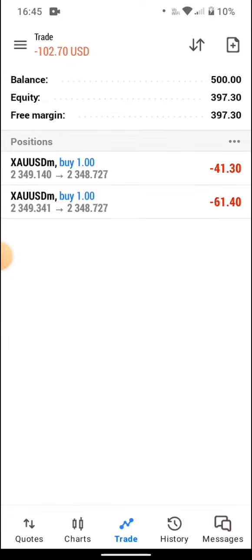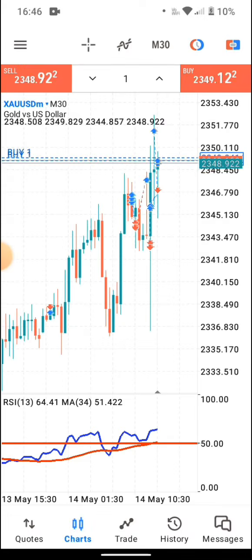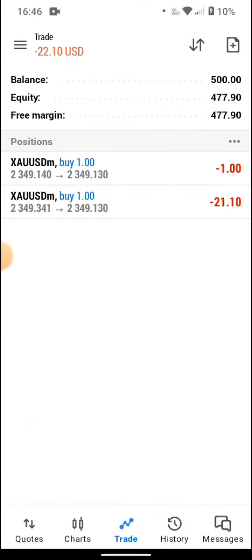If you are basically a beginner, I will not advise you to use one standard lot. You probably want to use a mini lot, so I'm using the standard lot. For a beginner, it's good for you to use a mini lot, because gold is very volatile. So guys, you just have to exercise patience and see the magic.